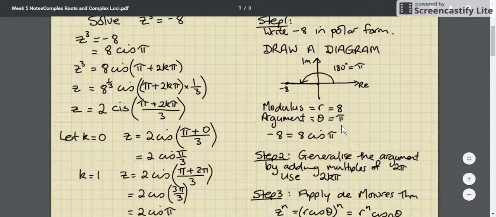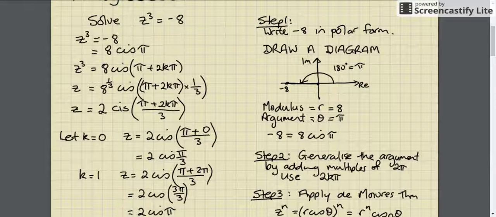We talked last week about the fact that a complex number has multiple arguments. So what we want to do here is to generalize the argument to take into account all those different possible arguments. So we want to add a 2 pi, add a second 2 pi, add a third 2 pi, and so on. To do that, we generalize the argument by adding multiples of 2 pi, written as 2k pi. We then want to use De Moivre's theorem.